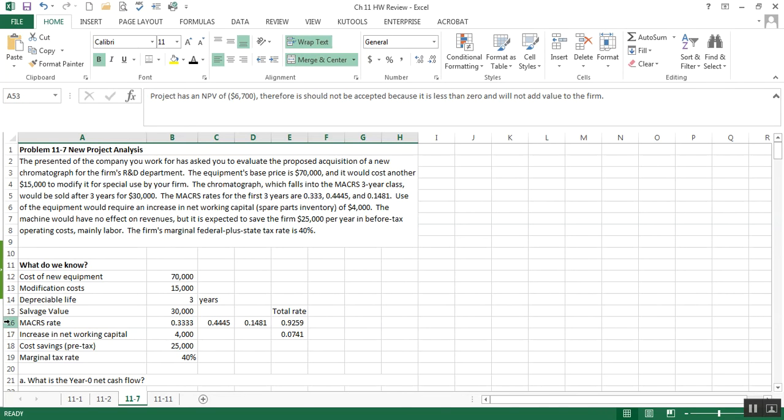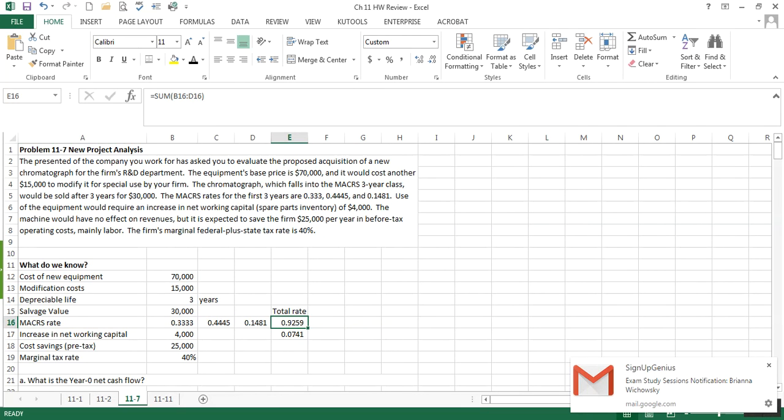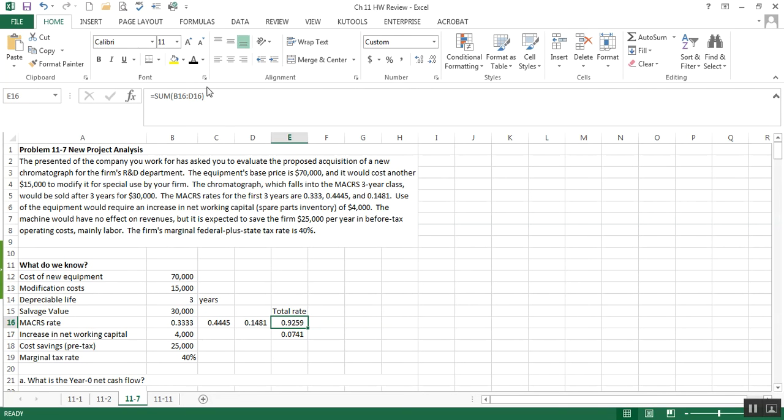We're using the MACRS rate, which has year 1 0.333, year 2 0.445, and year 3 0.1481. You can see that off to the side. So I entered all of this information as what do we know. So you can see that here I've added up the total depreciation rate for the 3 years. That means at the end of the year, our salvage rate is going to be worth 0.0741. Our cost savings pre-tax is $25,000 per year, and our marginal tax rate is 40%.